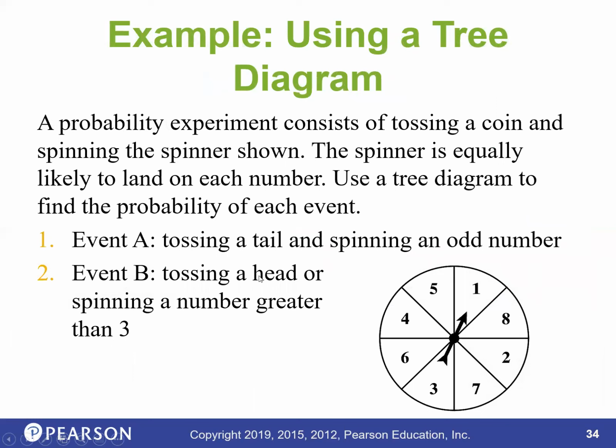Tossing a head, right? Yes. So once you toss a head, you don't care what the number is, right? So the T represents what? The spinner only. Who cares about the fact it's a tail? But my spinner was a number greater than 3, so it was a 4, 5, 6, 7, 8.